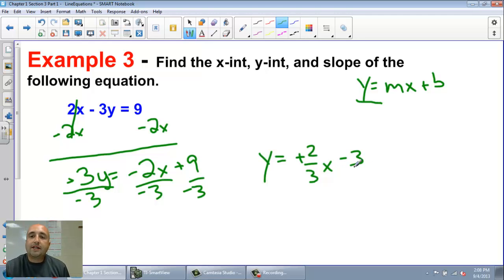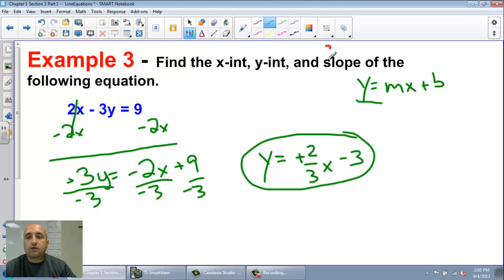Okay, so we can already answer two of the questions right now. It wants to know the x-intercept, y-intercept, and slope. So what is the slope based off of this equation here? Hopefully you recognize that the slope is the number in front of x from the first section. So the slope is 2/3. The y-intercept is always the number after the x. So the number after the x is negative 3.